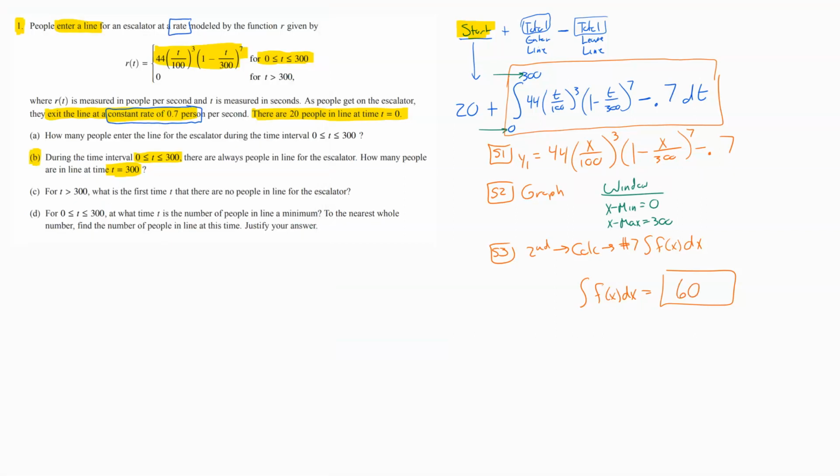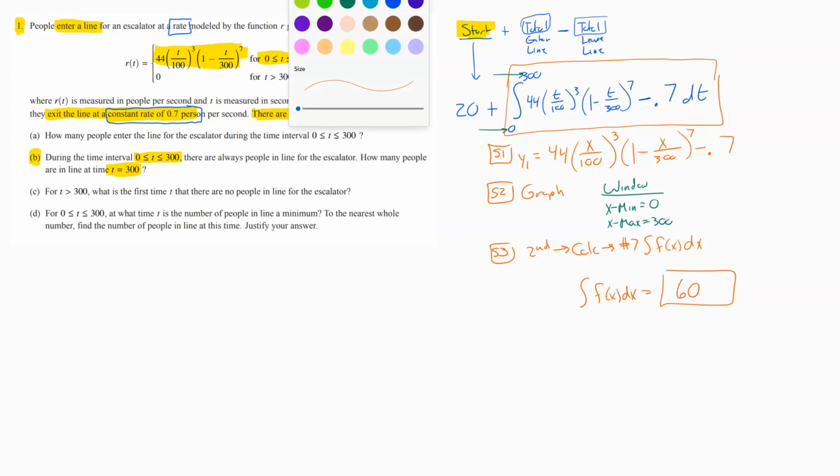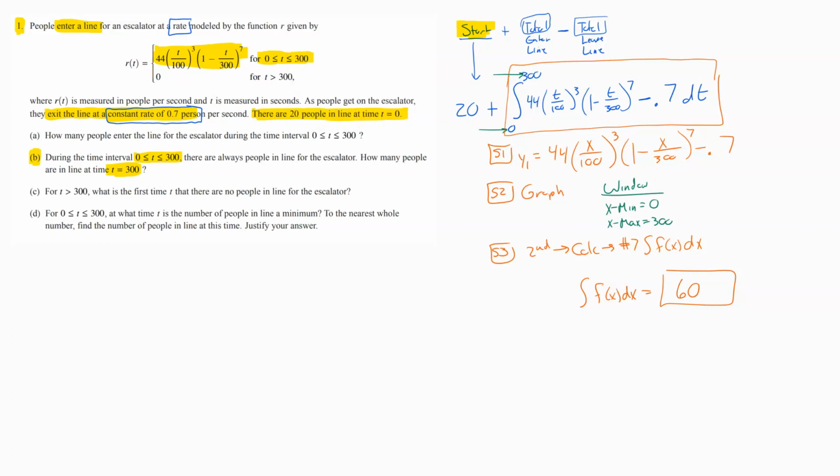So I know that the amount of people entering and exiting at the end of all of this just totaled up to 60. So to get how many people are in line right now, I'm going to take the total amount that we started with, and I'm going to add the result of how many people entered and exited, so plus 60. And in the end, we're going to end up with 80 people in our line. So there's our final answer.